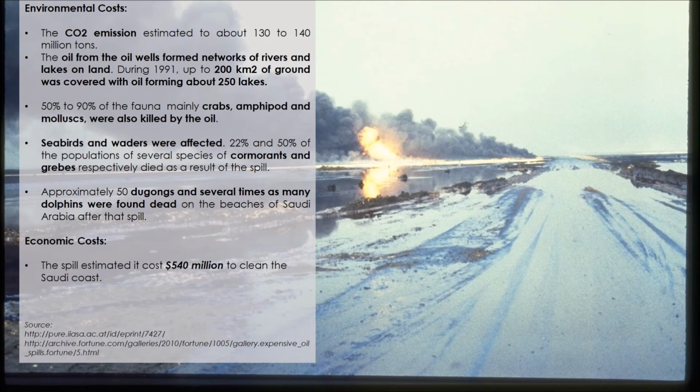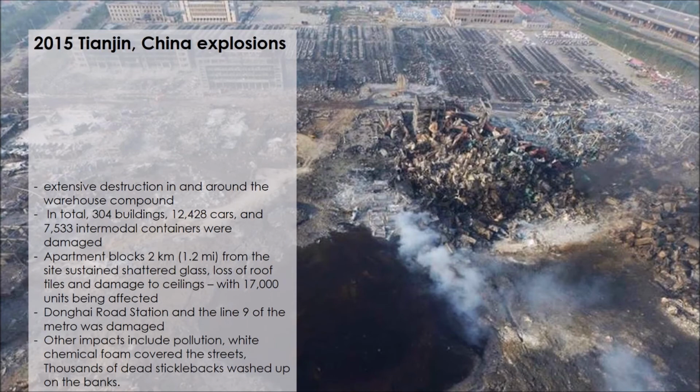The explosion in Tianjin, China in 2015 had severe impacts. The impacts included extensive destruction in and around the warehouse compound. The impact extended to about 2 kilometers of the site, where about 304 buildings, including apartment blocks, and about 17,000 units, more than 10,000 cars, and nearly 8,000 intermodal containers were all damaged.